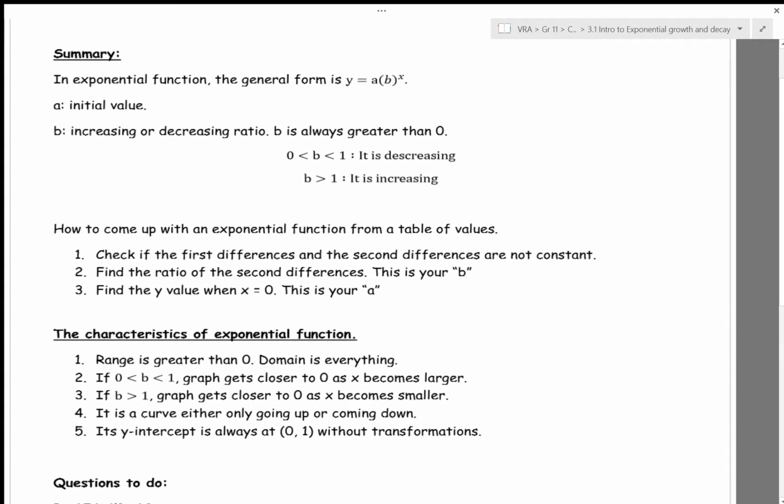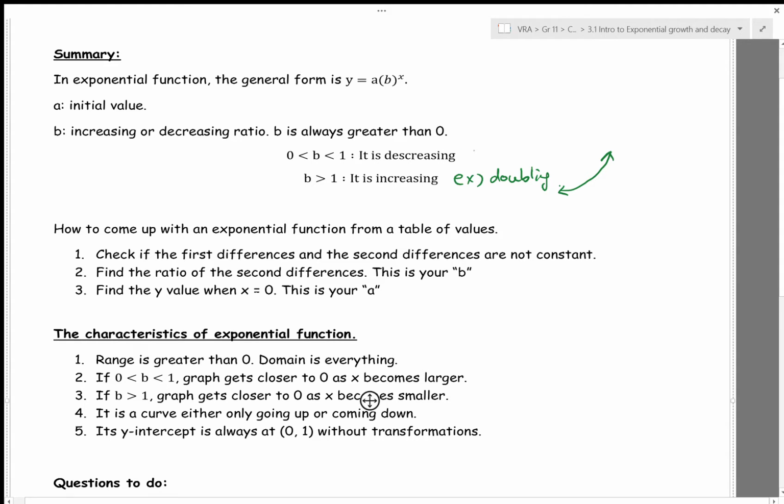So the summary is this. Hopefully you remember this. A is the initial value, and B tells you whether it's increasing or decreasing. Now, when B is greater than 1, for example, when it was doubling, right? When it was doubling, the graph was growing this way. Do you agree? It was growing as x becomes larger and larger.